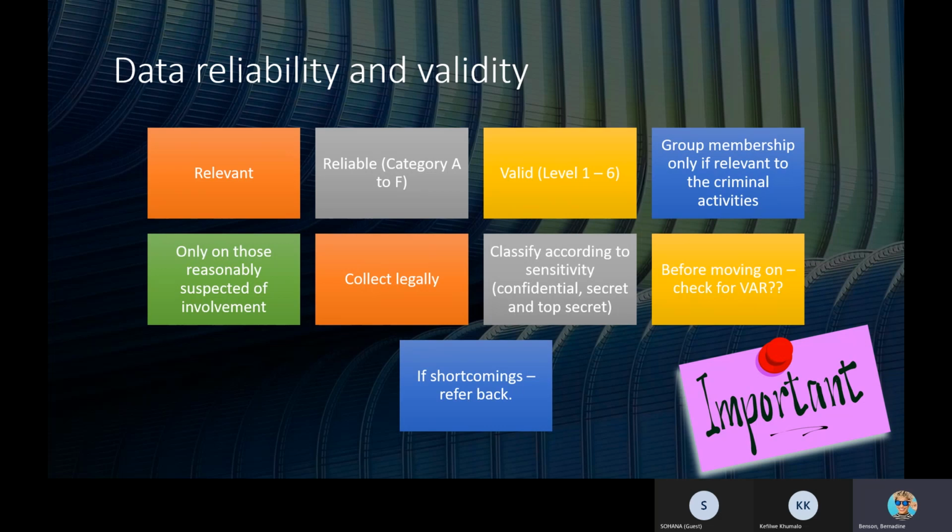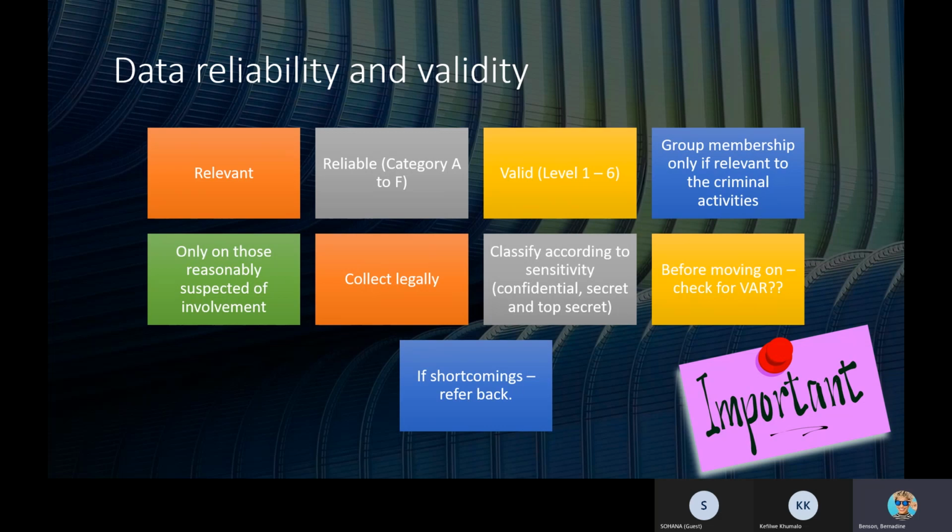It's just there. And then it's important that whatever data you gather, remember the POPI Act: any group membership you gather must only be relevant to the criminal activities of the people involved. Only those reasonably suspected of involvement. You cannot now gather data on their parents and their grandchildren. That would be a total violation.